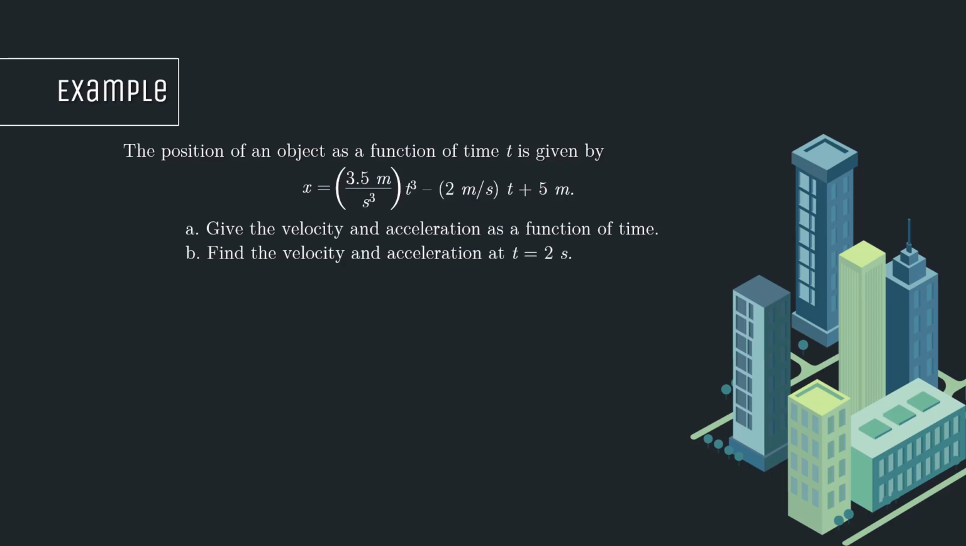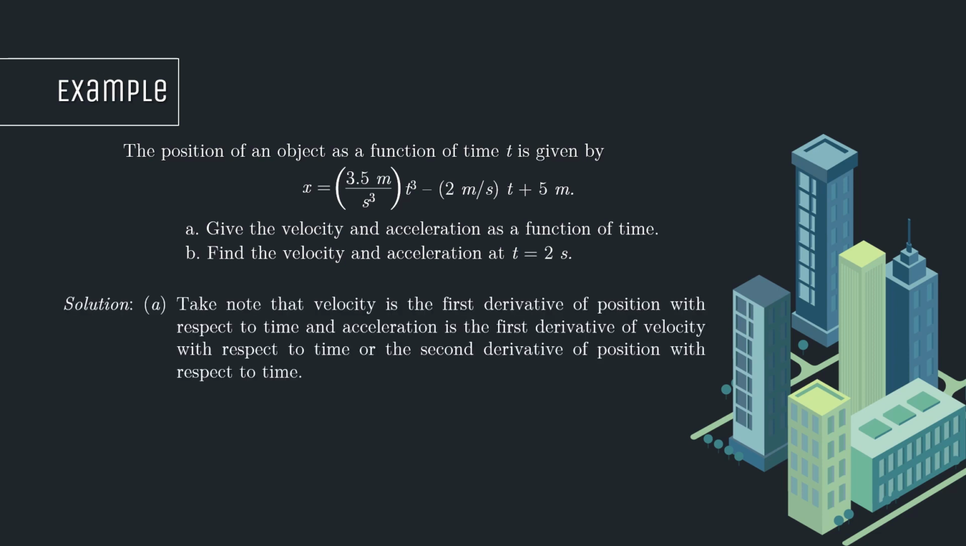For example, the position of an object as a function of time t is given by x, which is equal to the quantity of 3 and 5/10 meters per second cubed times t cubed minus 2 meters per second times t plus 5 meters. Give the velocity and acceleration as a function of time, and find the velocity and acceleration at time t equal to 2 seconds.